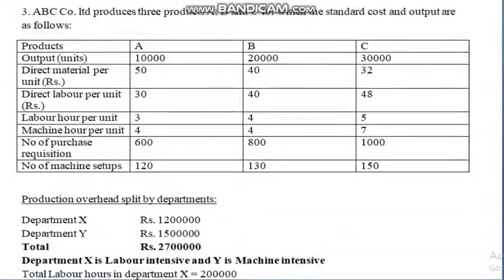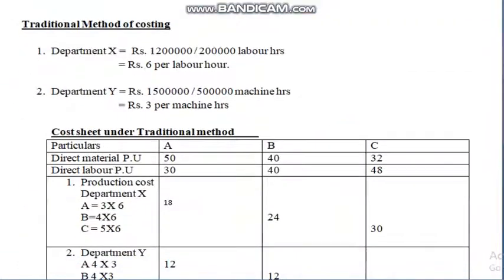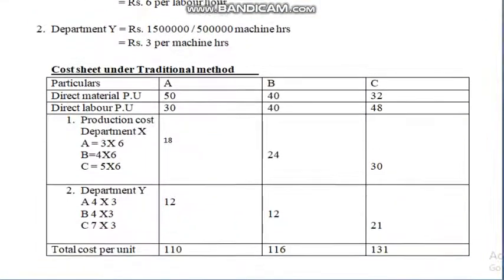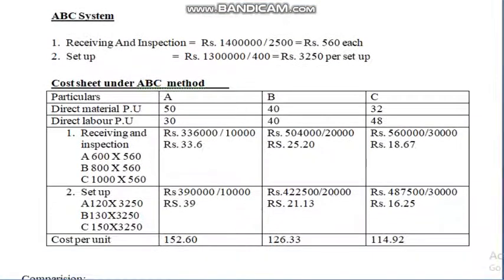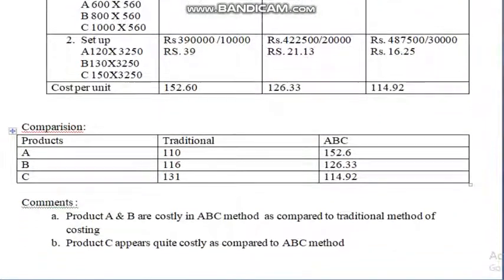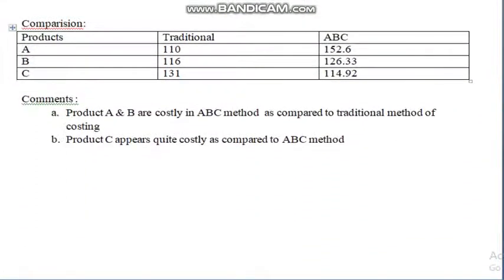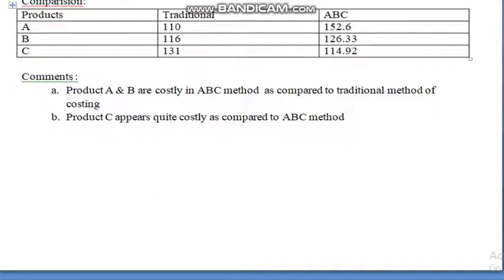So here first prepare traditional method of costing. Traditional method of costing is absorbed department wise, and next prepare cost sheet under ABC system. In the ABC system, the total production cost is absorbed by activities. So now compare both traditional and ABC method and give your comments.